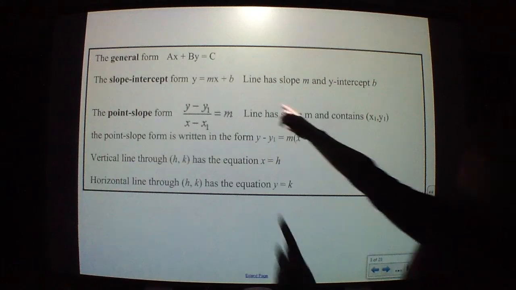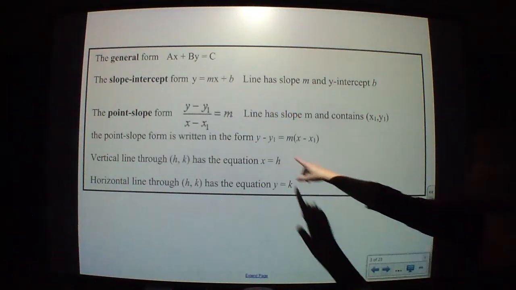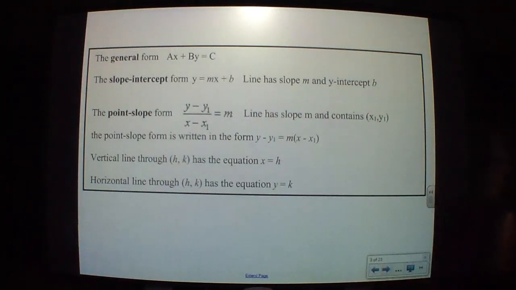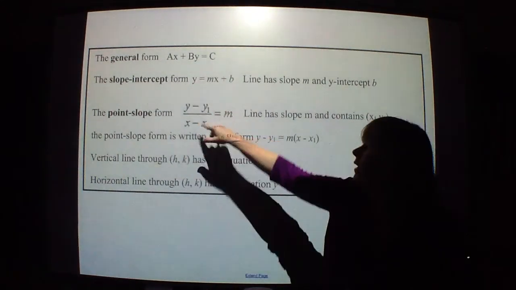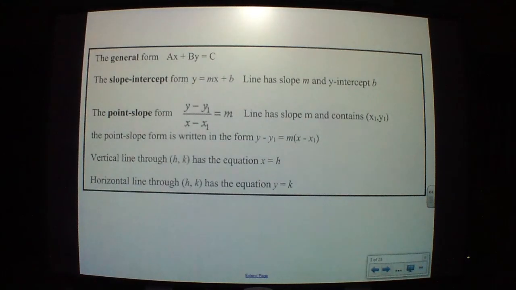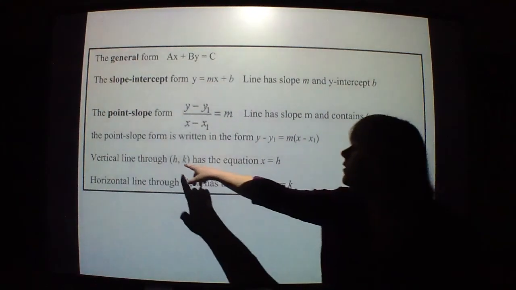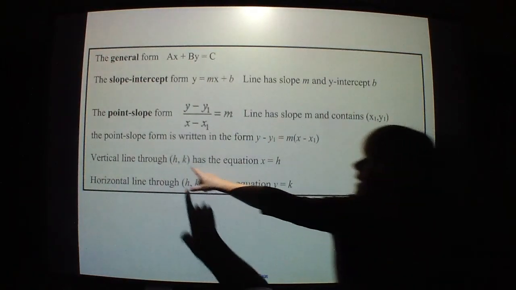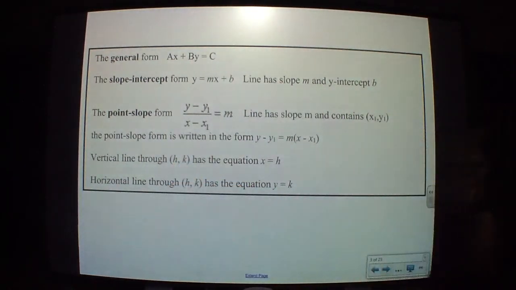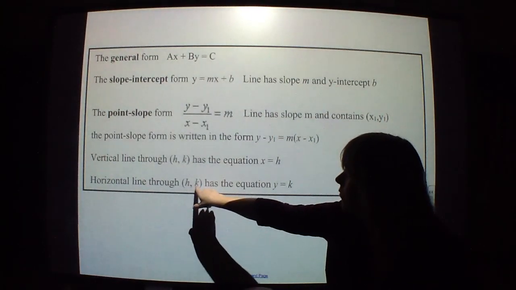Slope-intercept form, I already told you about. Your point-slope form is written like this, and it really comes from the equation of slope, change in y over change in x. So if you want to write it like that, you can. I think it's easier writing it like the slope formula, personally. A vertical line through a point (h, k) has equation x is equal to h. A horizontal line has the equation y is equal to k.